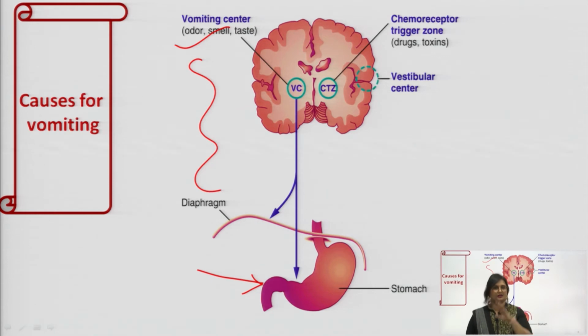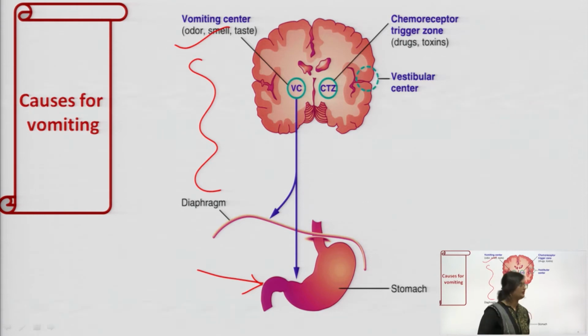Unlikable odor, smell and taste trigger the vomiting center. Hence, there is a compulsive need to expel and remove the contents in the gastric layer.